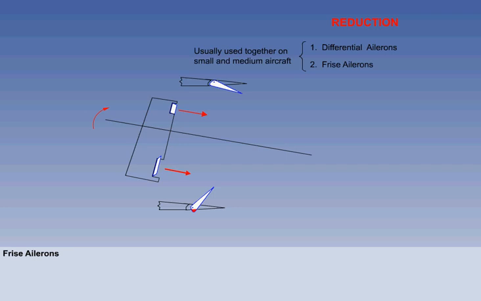The second method of adverse aileron yaw reduction we will look at is the Frise aileron. The leading edge of the upgoing aileron projects below the wing, increasing the parasite drag. The downgoing aileron does not project into the airflow. It can be seen that Frise ailerons also reduce the difference in drag. Frise ailerons are usually used together with differential ailerons on small and medium-sized aircraft.